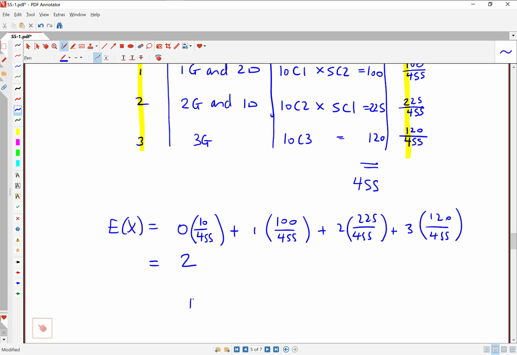X was the number of good items that we selected, and when we say E of X, then you're saying what is the expected number of good items.